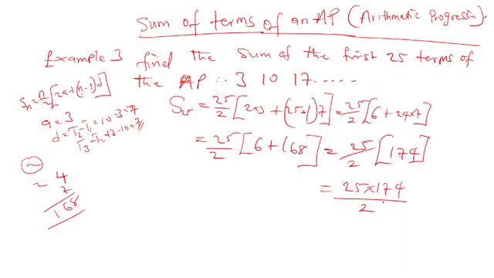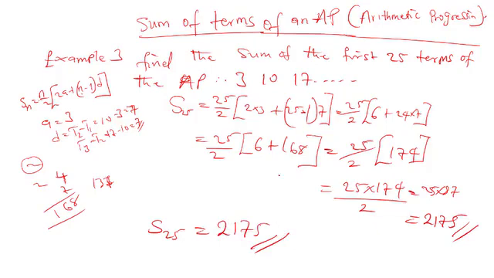Can we actually divide? Yes, 174 divided by 2 is 87. So you now do 25 times 87, which is 2175. So the sum of the first 25 terms of this AP is 2175.